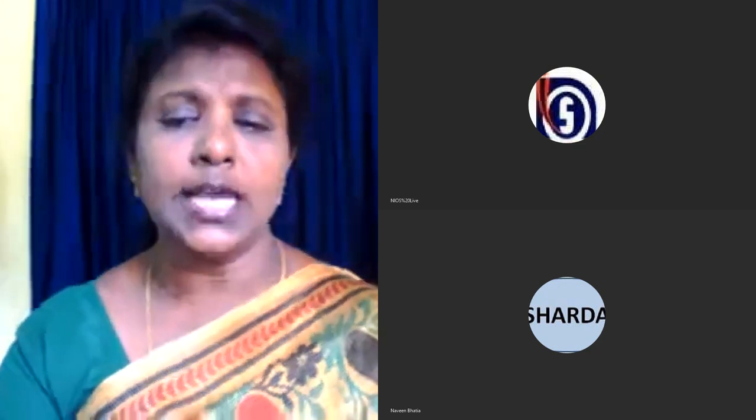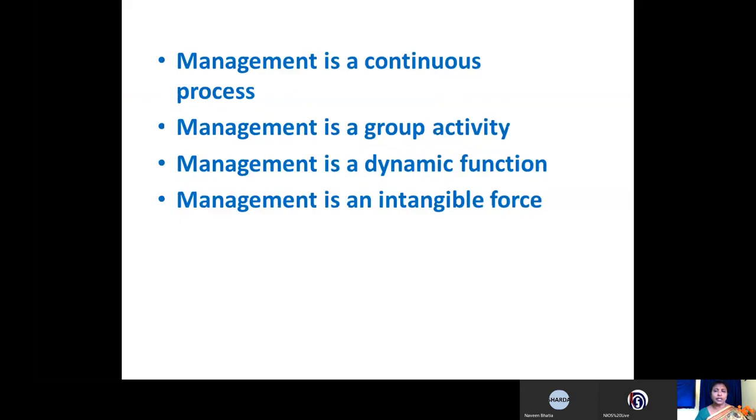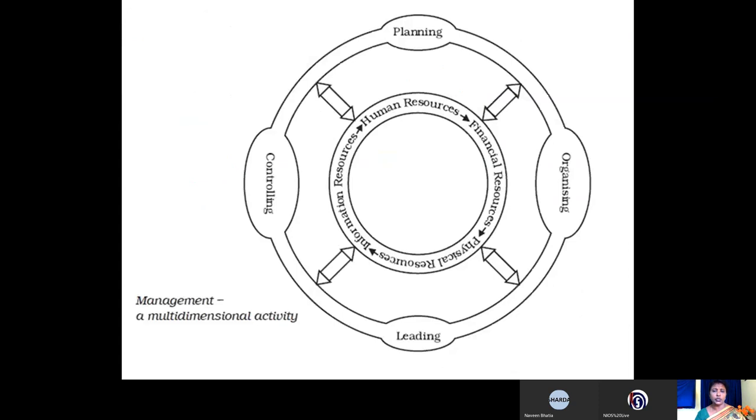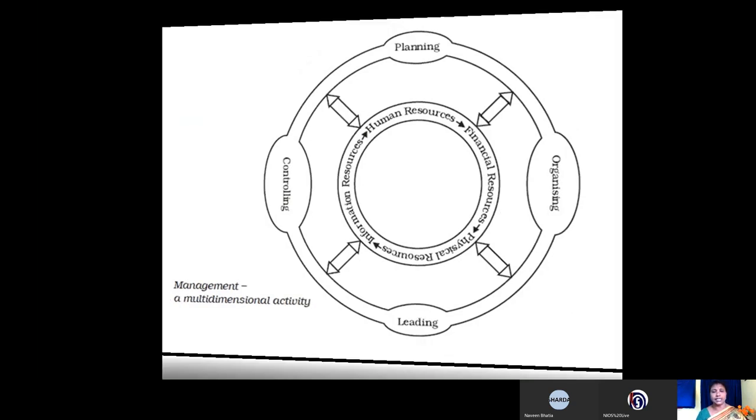I'm coming to the next slide, students, to understand the multidimensional activity through which management goes. Management includes planning, organizing, controlling, directing and leading. And in that, you will have many multidimensional activities: human resources, which is the management of people; financial resources, the management of money; physical resources, the management of materials; and information resources. You cannot run an organization without proper communication. All this makes management a multidimensional activity.